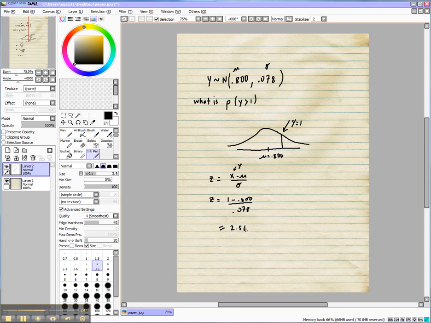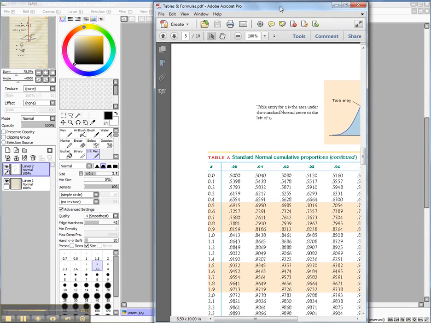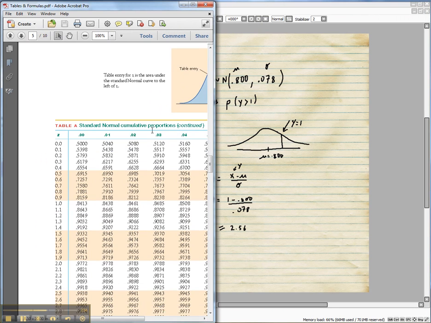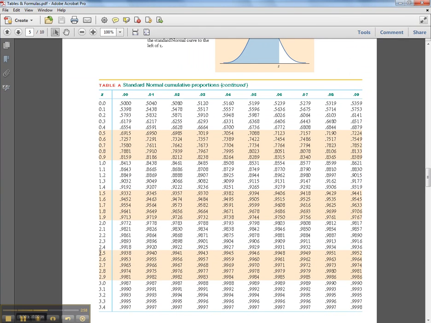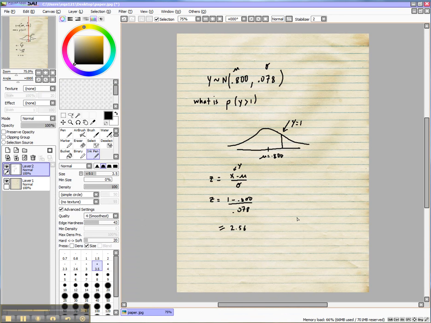And then the next step after finding your z, you go to table A and figure out what the corresponding percentage is of 2.56. 2.56 is right here, 2.5, and then 6 right here, 0.9948. Alright, so at 2.56, this is 99.48% of the distribution. Right? I know it doesn't look like it from the drawing, but this is going to be 99.48%.